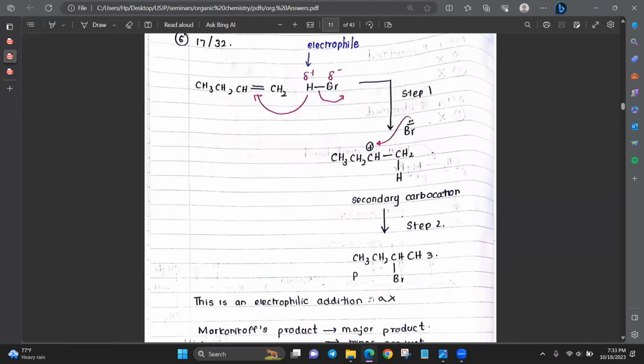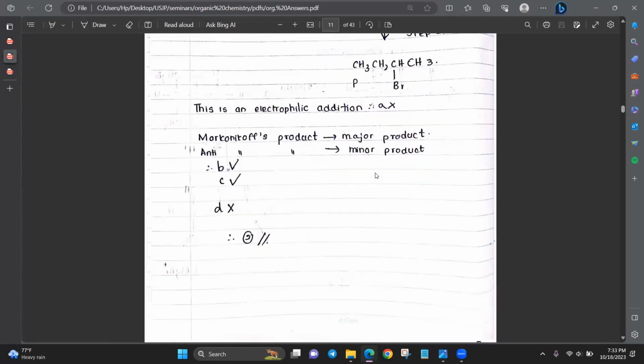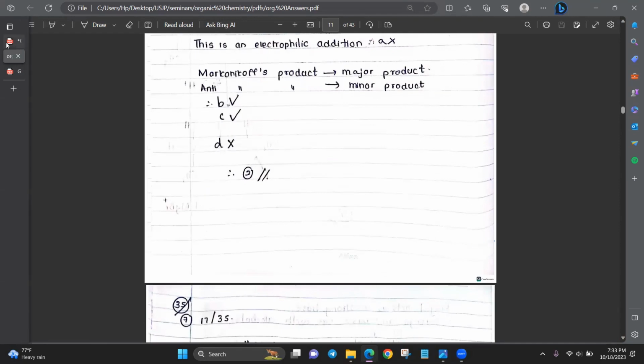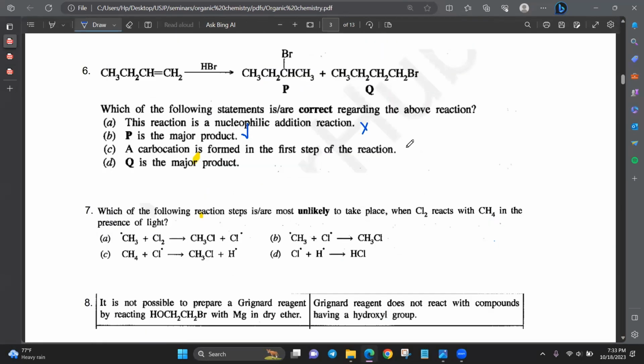This reaction is taking place in 2 steps. In the first step, the electrophile is getting attached. And in the second step, the Br minus gets attached to the carbocation. So here a carbocation is formed. This is a secondary carbocation. A carbocation has a plus charge on the carbon. So "a carbocation is formed in the first step" is a correct statement.